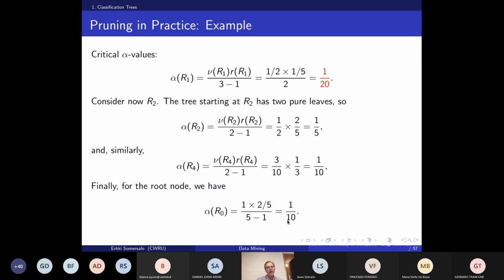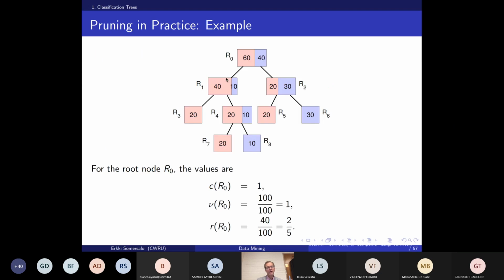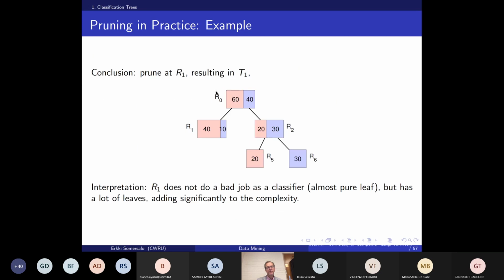So now remember, what was the criterion? You calculate all these alphas, and you choose the one which is smallest. And we see that this 1 over 20 is smallest. So the first pruning is done at R1. So I'm cutting from R1. And so the new tree that I get when I do the pruning is that I just remove all the offspring of R1. And so I get this subtree. So the conclusion is that we prune at R1, resulting in a tree T1.